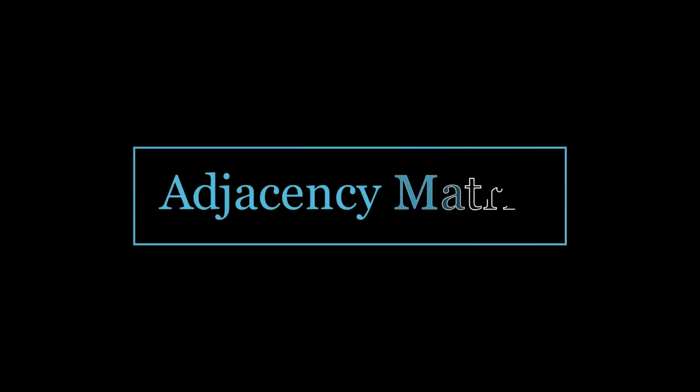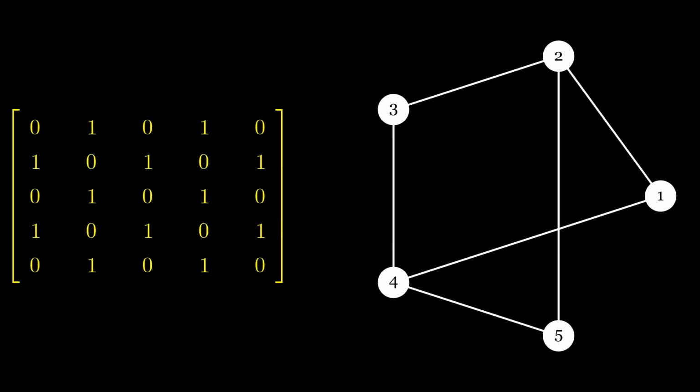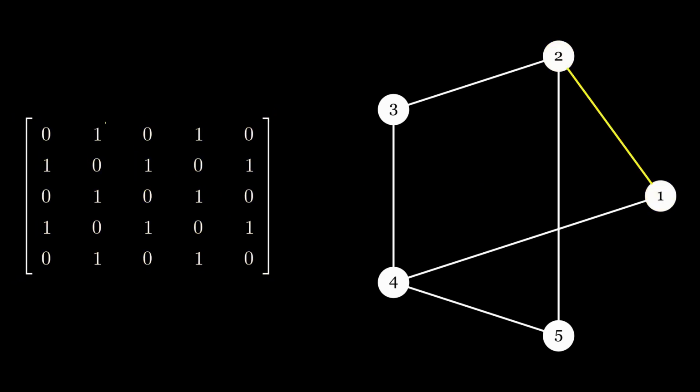That's where the adjacency matrix comes in. Imagine a table where each row and column represents a person in our social media network. If two people are friends, we put a 1 in that spot. Else, we put a 0.